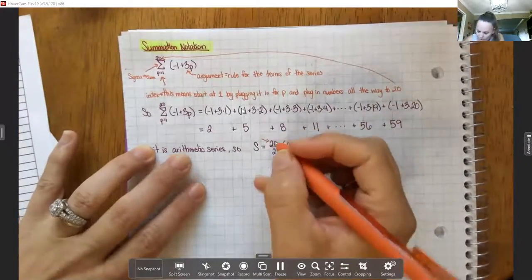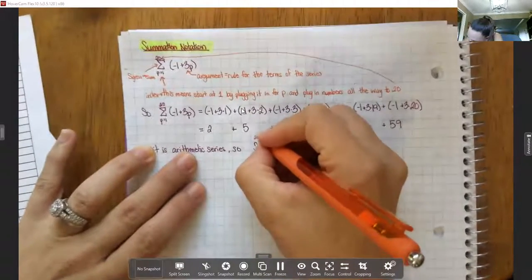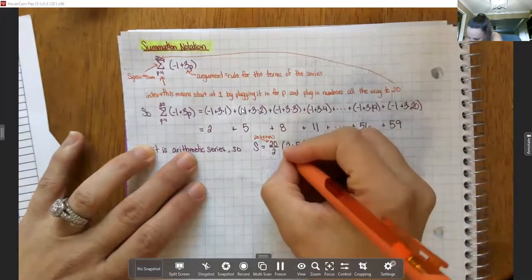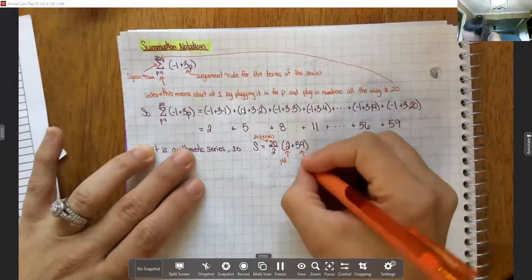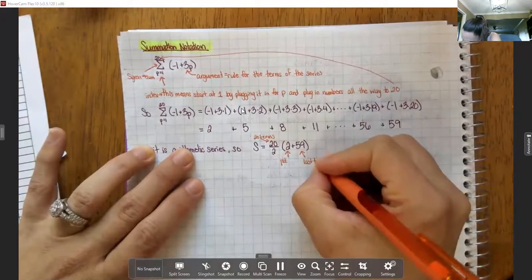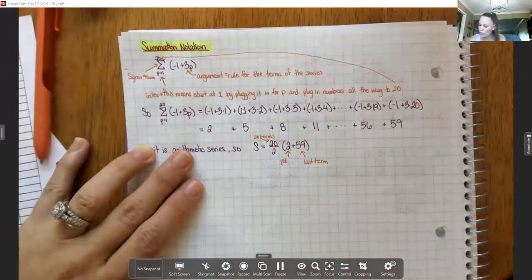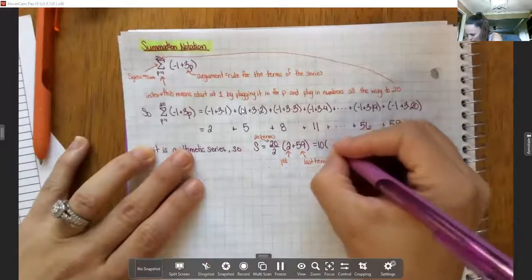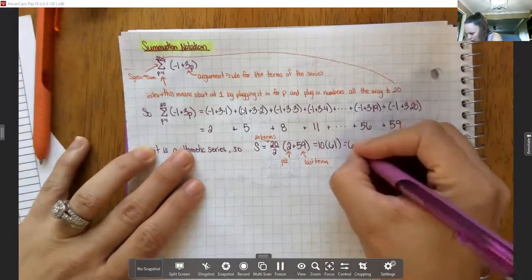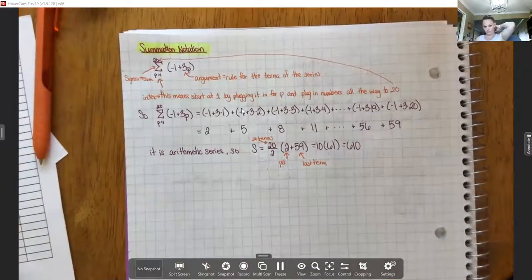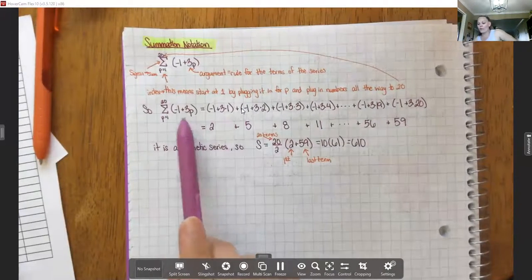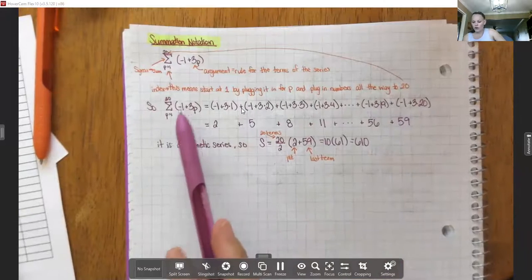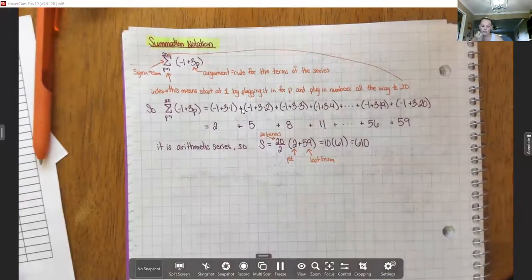This 20, because there are 20 terms. This 2 is the first term, and the 59 is the last term. We get 10 times 61 is 610. Which we got the same thing on the last problem, doing it a different way. No, we're not going to have to write this out every time. I just want you guys to know what this notation means.